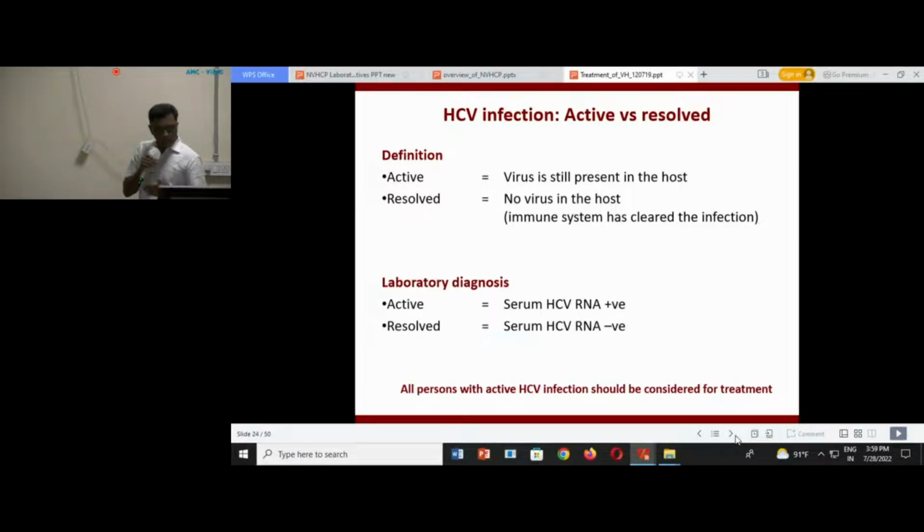And what is the lab-based definition? Active means serum RNA positive. Resolved means RNA negative. It's not the antibodies we see. We look for the RNA itself.